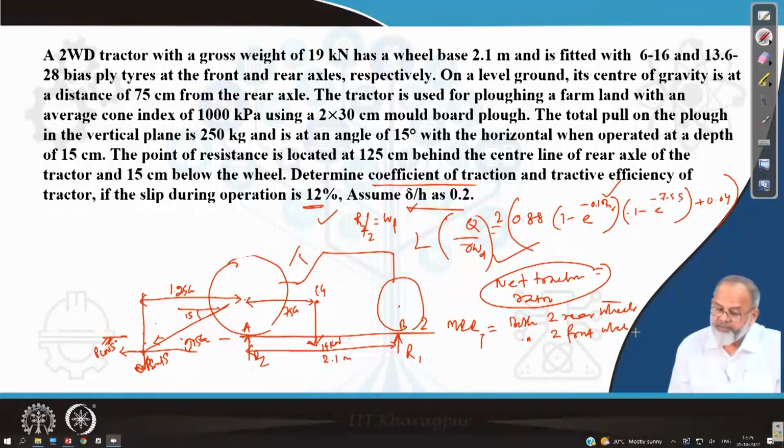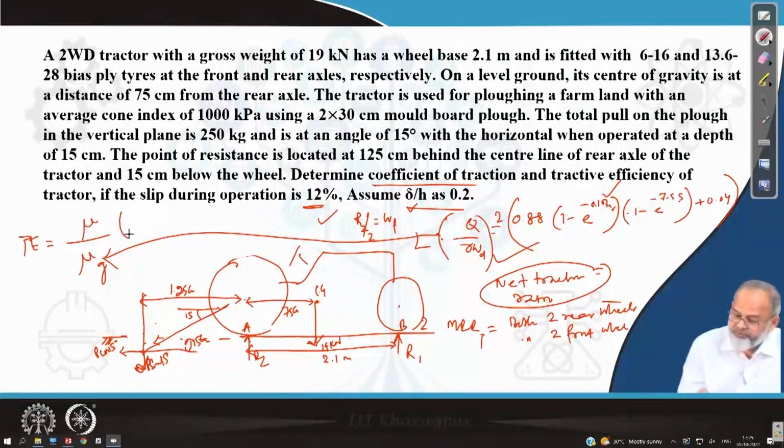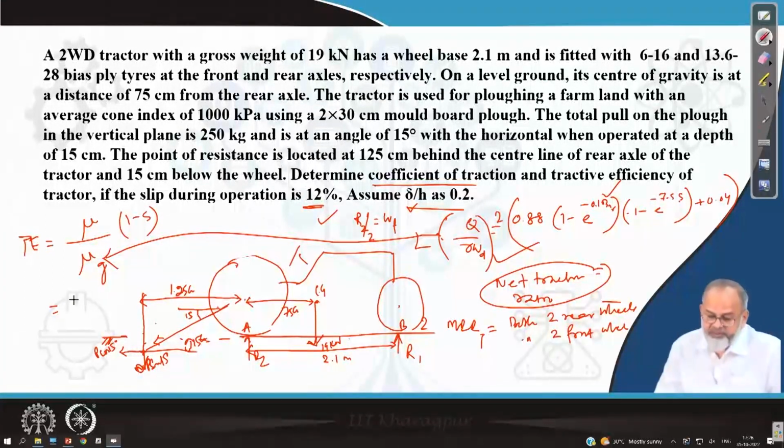The next thing is we have to find out the tractive efficiency. Tractive efficiency will be equal to mu by mu g. Mu g I have already calculated, so this will be your total mu g. Mu is the net traction ratio, whatever you are getting, into 1 minus s. That will give you the tractive efficiency of the tractor while carrying out the ploughing operation in that given condition.